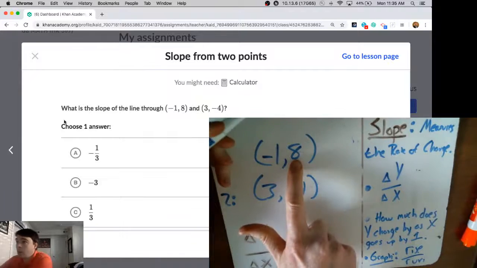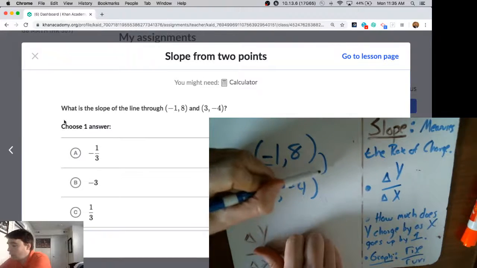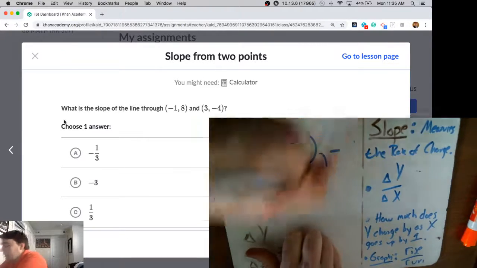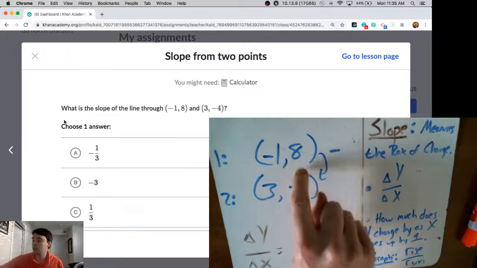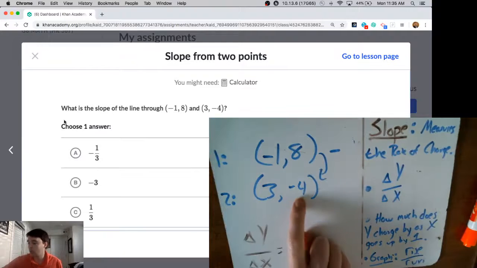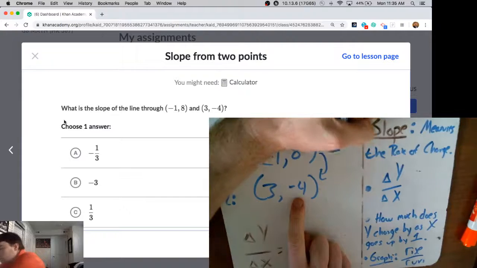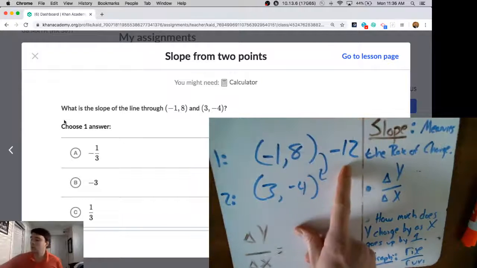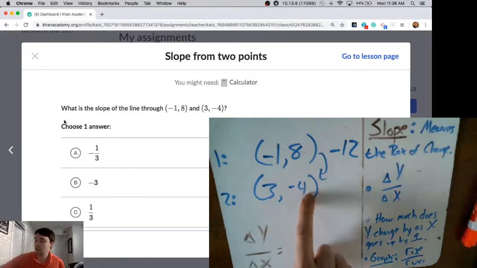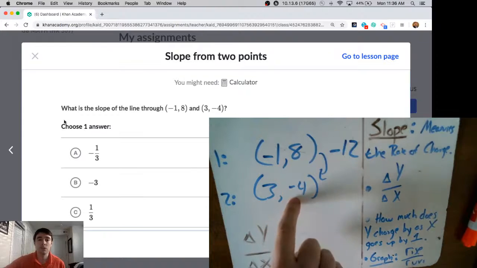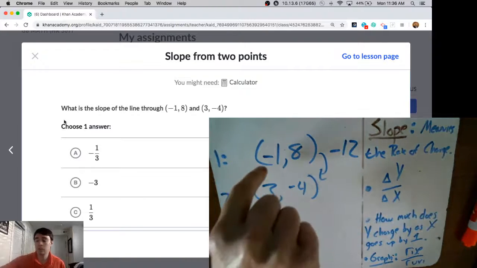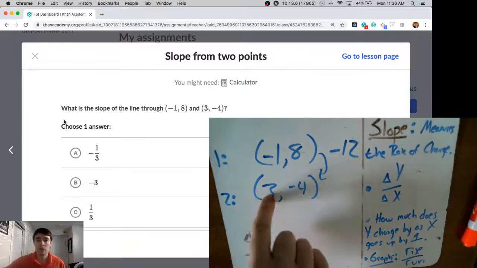So to get from +8 to -4, we're going down, we're decreasing. I have to lose 8 units just to get to 0, 4 more to get to -4, so I've lost a total of 12 units to get from +8 to -4. At the same time that the y was losing 12 units, the x value goes from -1 to +3.